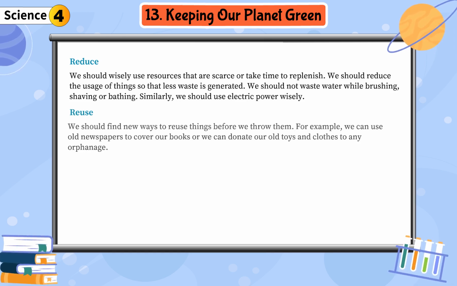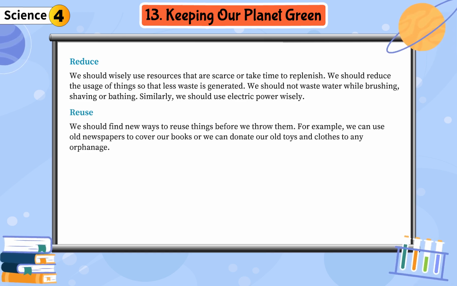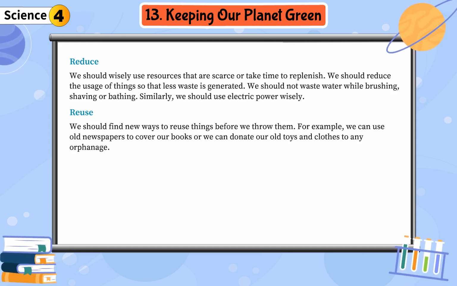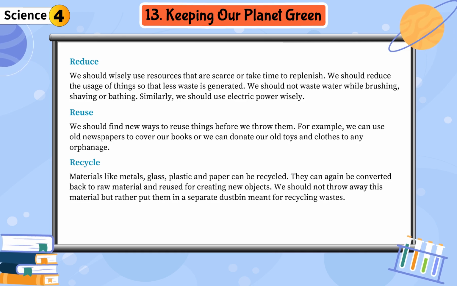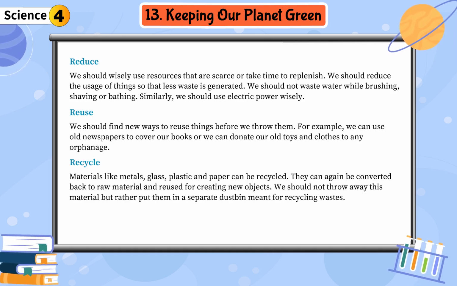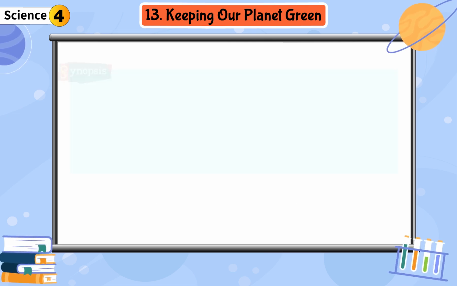Reuse. We should find new ways to reuse things before we throw them. For example, we can use old newspapers to cover our books, or we can donate our old toys and clothes to any orphanage. Recycle. Materials like metals, glass, plastic and paper can be recycled. They can again be converted back to raw material and reused for creating new objects. We should not throw away this material but rather put them in a separate dustbin meant for recycling wastes.